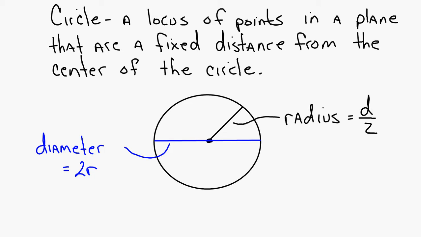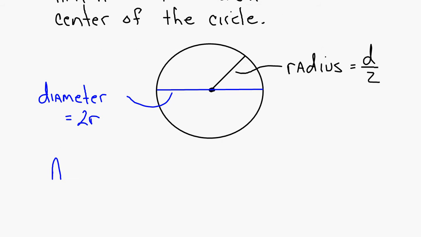While we're here, let's just say that the area of this circle is equal to pi times the radius squared. Pi times the radius squared.